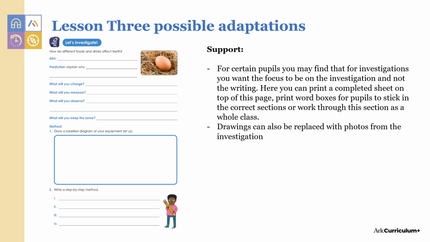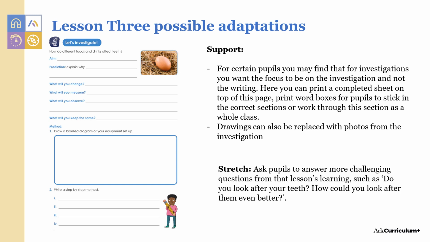Instead of asking pupils to draw difficult equipment in the box, you could have a photo already stuck in so pupils could label it. Stretch pupils by asking them to answer a challenging question, either verbally or as a written response, such as, do you look after your teeth? And how could you look after them even better?